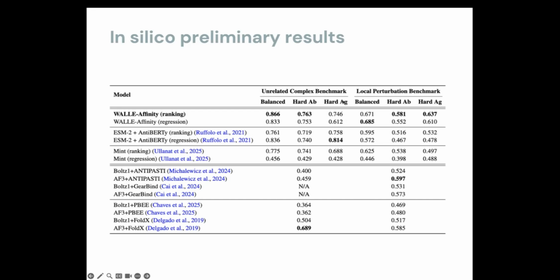For this particular task, for our benchmark, we separated our benchmark into what we call local perturbations, which means that we had small amino acid changes close to the paratope. And what we call here unrelated means that we have large changes.